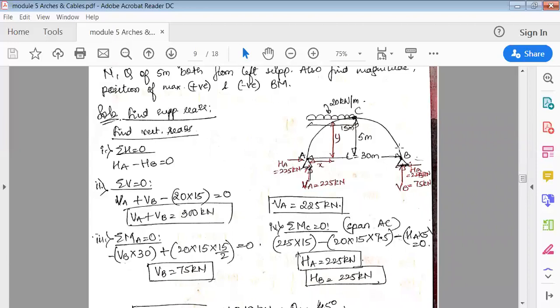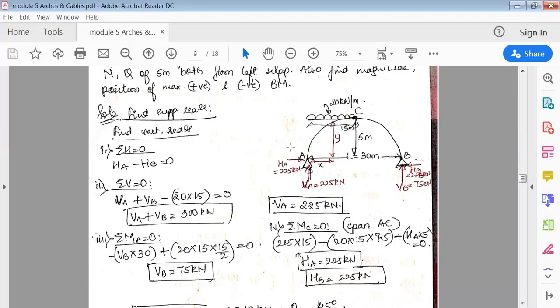So first, summation H is equal to 0. HA on the right side, HB on the left side, so HA minus HB is equal to 0. Next, summation V, vertical forces: VA plus VB minus 20 into 15 is equal to 0. This load is acting downward. So VA plus VB is 300.